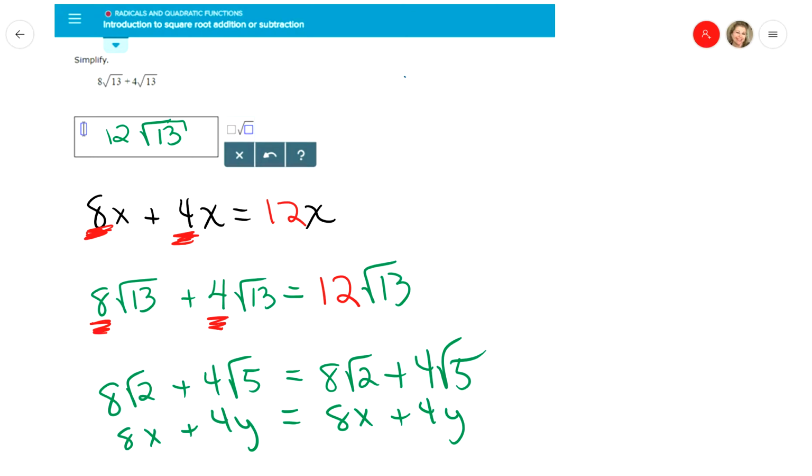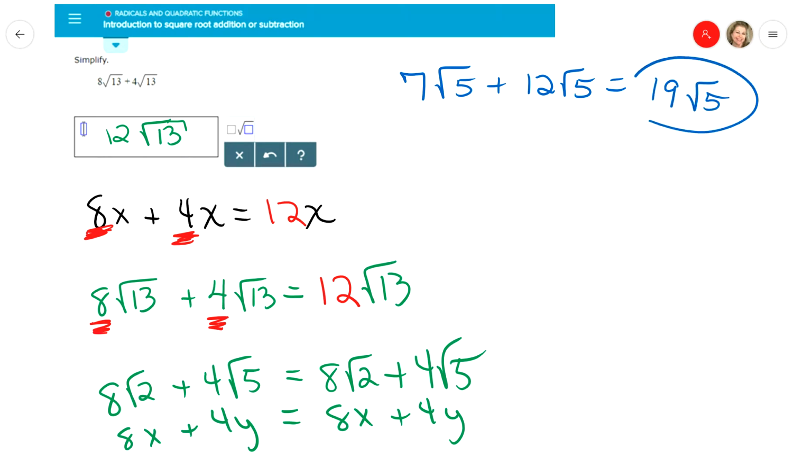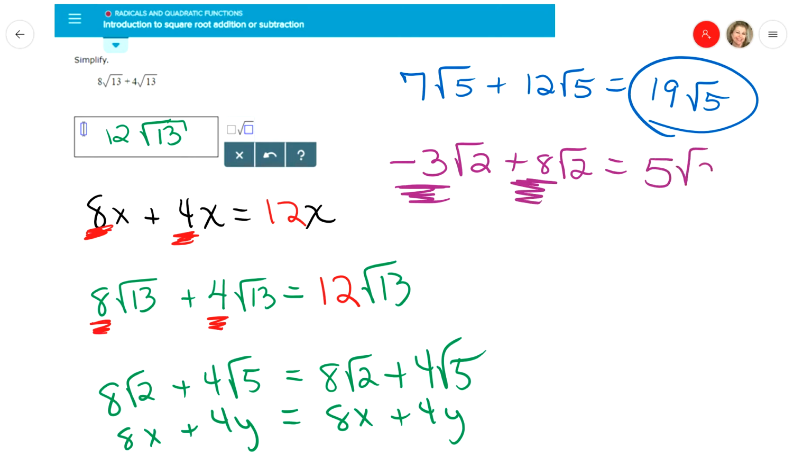So another example, let's say I gave you 7 square roots of 5 plus 12 square roots of 5. Just add the 7 and the 12. That would be 19 square roots of 5. And you're done. If maybe they throw in some negative numbers, how about negative 3 square roots of 2 plus 8 square roots of 2? The negative 3 plus 8 would be positive 5 square roots of 2.